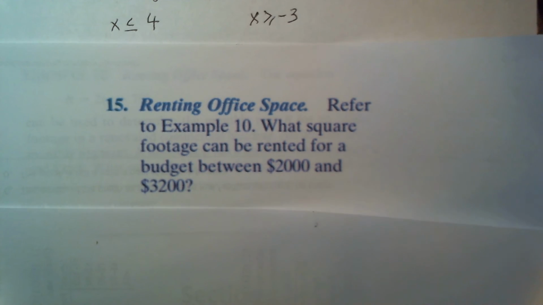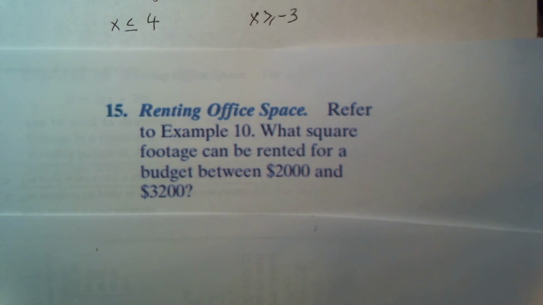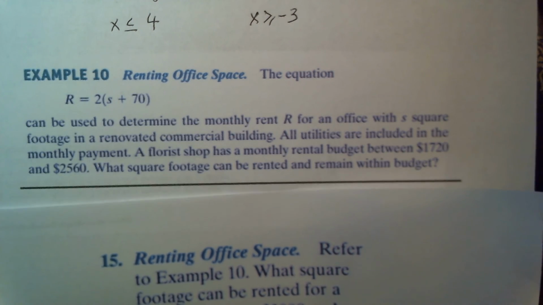Exercise 15 relates to a previous example in the book, number 10. And so number 15 asks, what square footage can be rented for a budget between $2,000 and $3,200? So example number 10 was this one here.